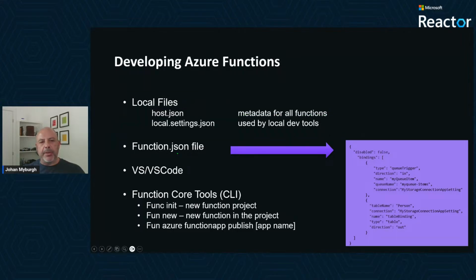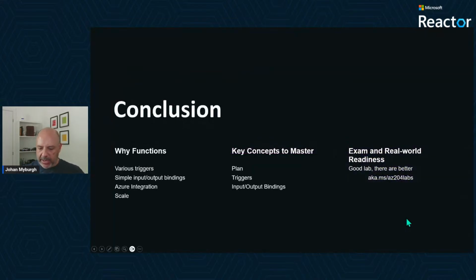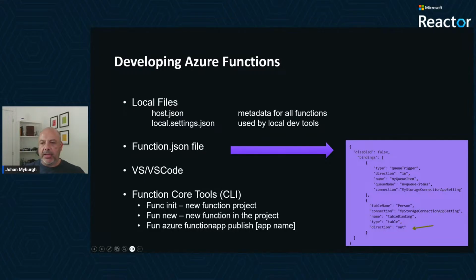Each function is also going to have a function.json file that identifies input and output bindings and the different triggers for the function. You can see there's an example of one of these files, where I basically specify the queue trigger, and you can see that there's a table binding. This is an output binding. So that means after this function is done, it would have written to the person table, whatever was in that queue message onto that table.